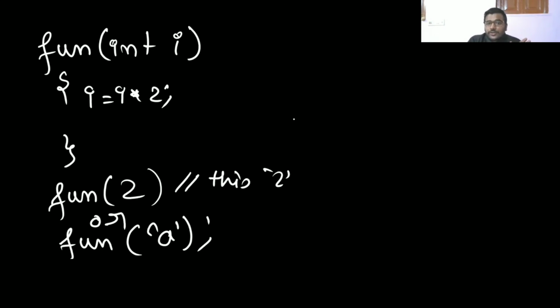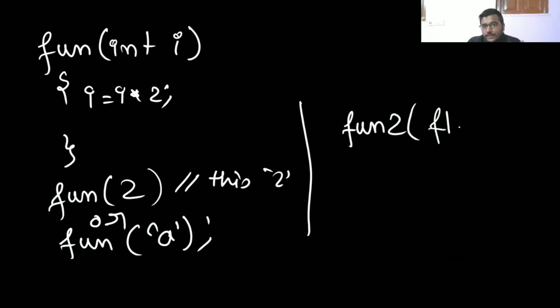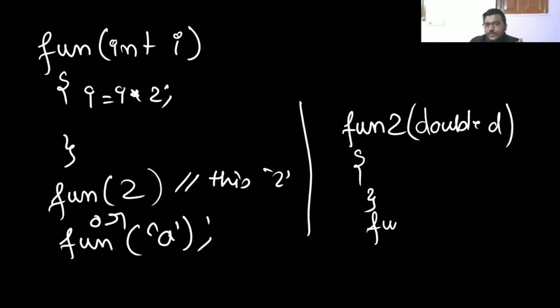Okay. So similarly, if you are having fun2, and it is taking a double, and you're calling this function by giving some number, like let's assume it is having some int, not float. If it is having a float, it will convert float into double.